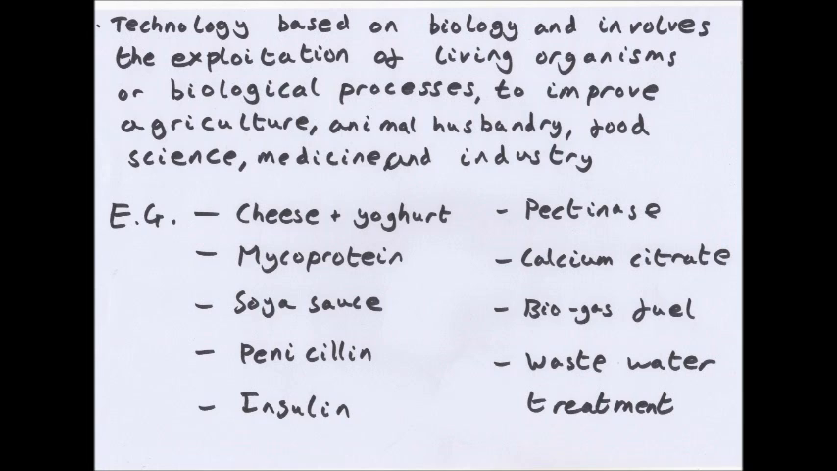Mycoprotein, which is also known as Quorn, so a meat alternative for vegetarians. Now that's a growth of a fusarium fungus in a culture. The fungal mycelium produced is separated and processed as food. If you remember, a feature of fungi is that they can produce mycelium threads, and that's what mycoprotein is made of. Naturally brewed soya sauce. That's roasted soybeans fermented with yeast or fungi such as aspergillus.